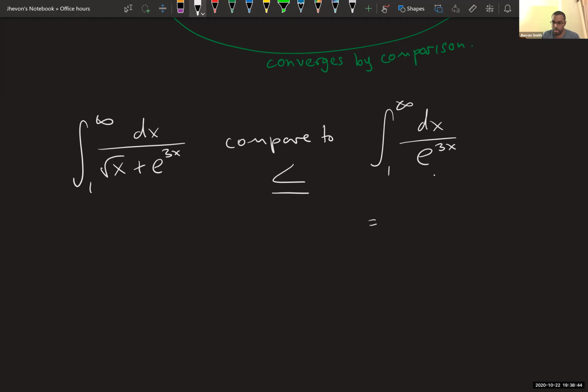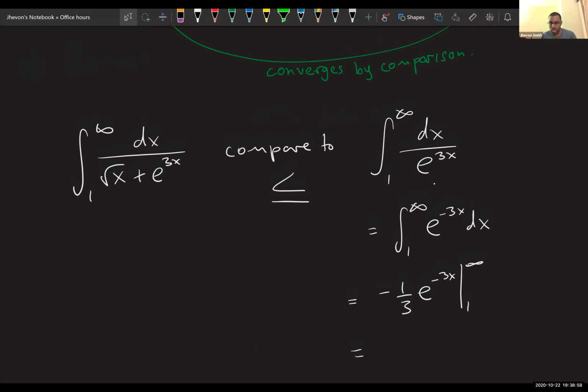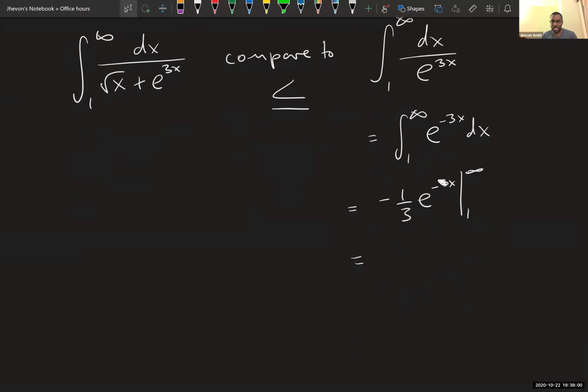And this one is something that I can integrate pretty easily. We can integrate that here. So it's minus a third e to the minus 3x. And I think this is what Kendall was talking about earlier. Do we have to write the limits and so on? If you want to save time, you don't. If I plug in infinity, it goes to 0. Plug in the 1, it goes to e to the -3 over 3. So this converges. So the original converges.